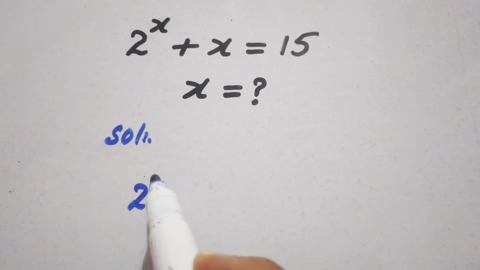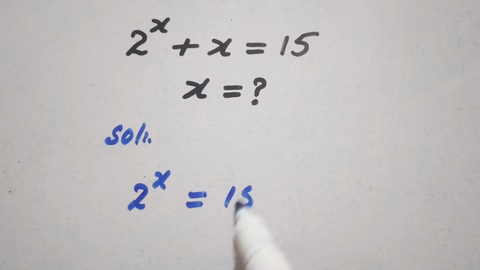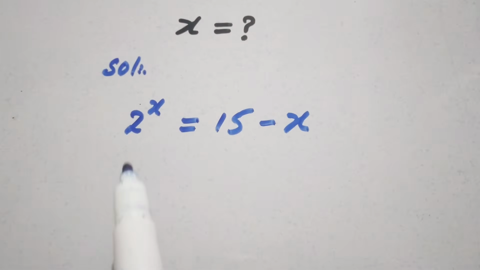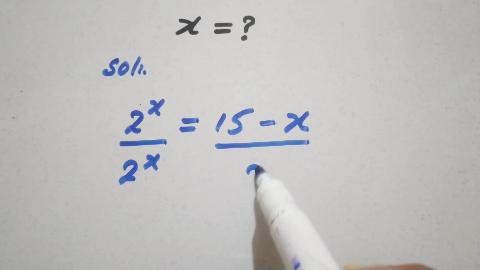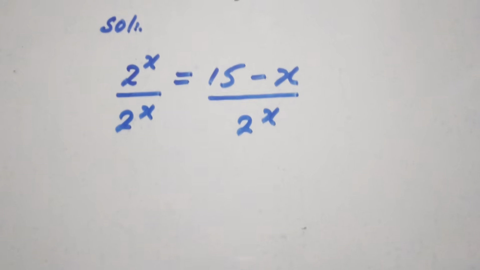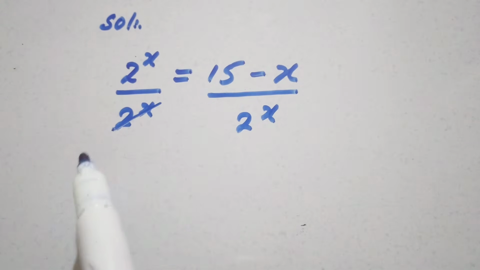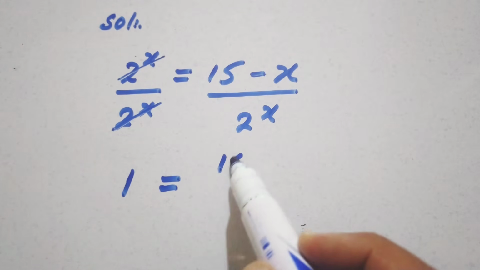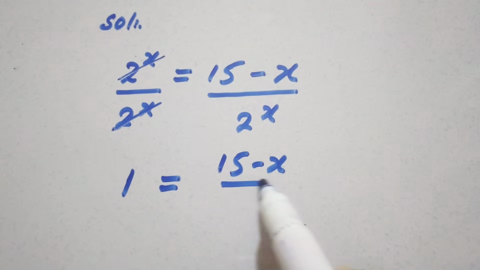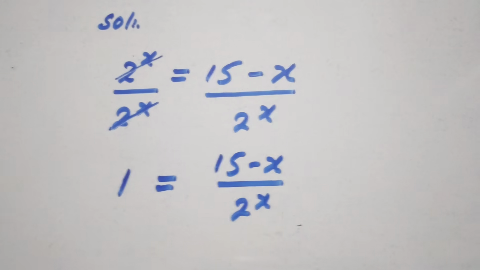As we have 2 power x plus x is equal to 15, by moving this plus x from the left hand side to the right hand side, this will become negative x. And now dividing both sides by 2 power x, the 2 power x from the denominator and the 2 power x from the numerator cancel out each other. This will be 1 is equal to 15 minus x divided by 2 power x.